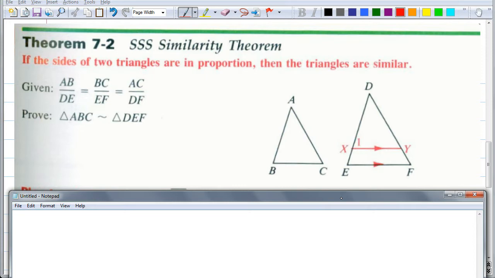So if the sides, okay, all sides, okay? Just having two doesn't help. If the sides of two triangles are in proportion, then the triangles are similar. Go ahead, write this down. And think about how you go about proving this. It's very similar to the one we just did, okay? So any guess as to how we're going to prove this?